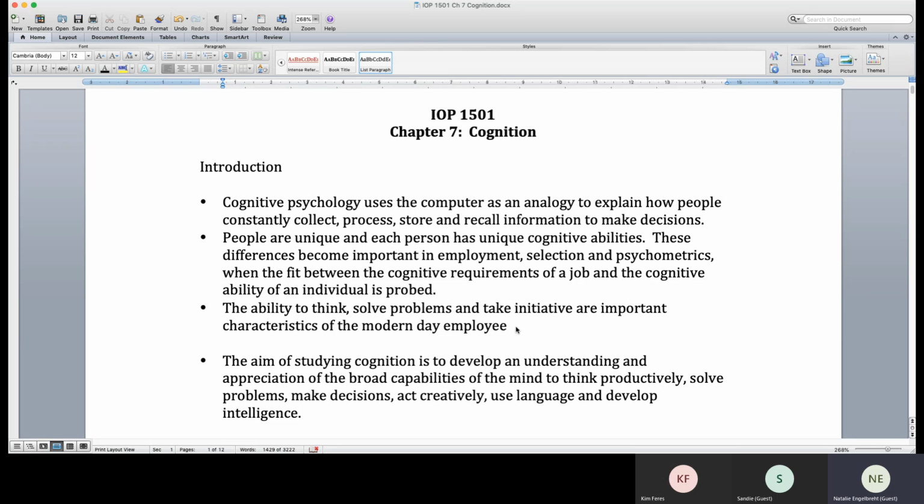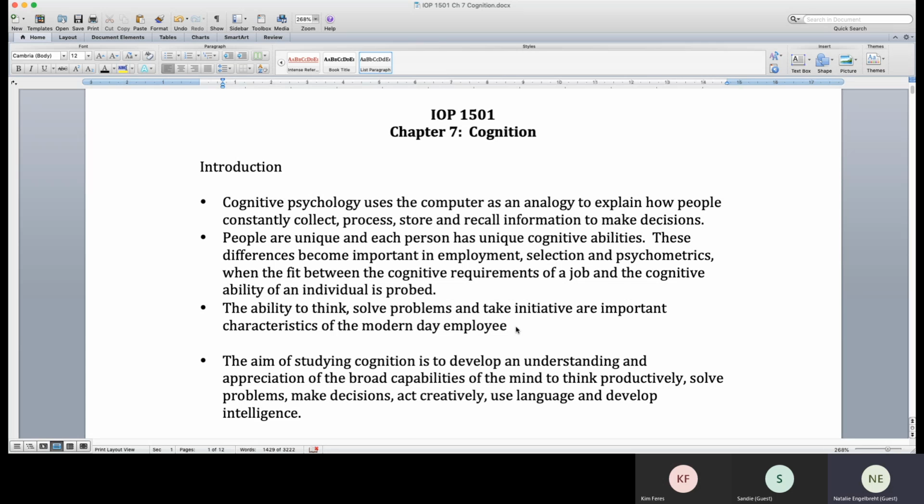These differences become important in employment, selection, and psychometrics when we have to fit between the cognitive requirements of a job and the cognitive ability of an individual. So we normally have a job spec, we have an ad, we need to attract the right people to the job, but once you've attracted them, you need to assess whether they do have the necessary cognitive ability to operate at the level of the job that you've advertised. So it is important to understand how cognition works.